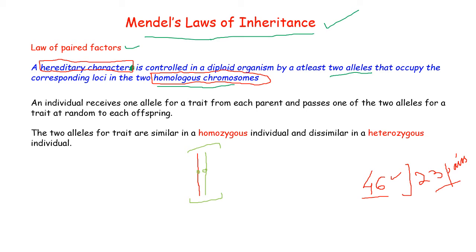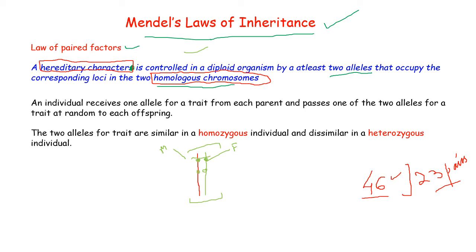Now, according to the law of paired factors, for a particular character, we will have a gene on the chromosome which we inherited from the mother, and we will have a gene on the chromosome which we inherited from the father. So we'll have one copy of the gene on the maternal chromosome. At the same position on the chromosome that we received from the father, we'll have another copy of the gene.